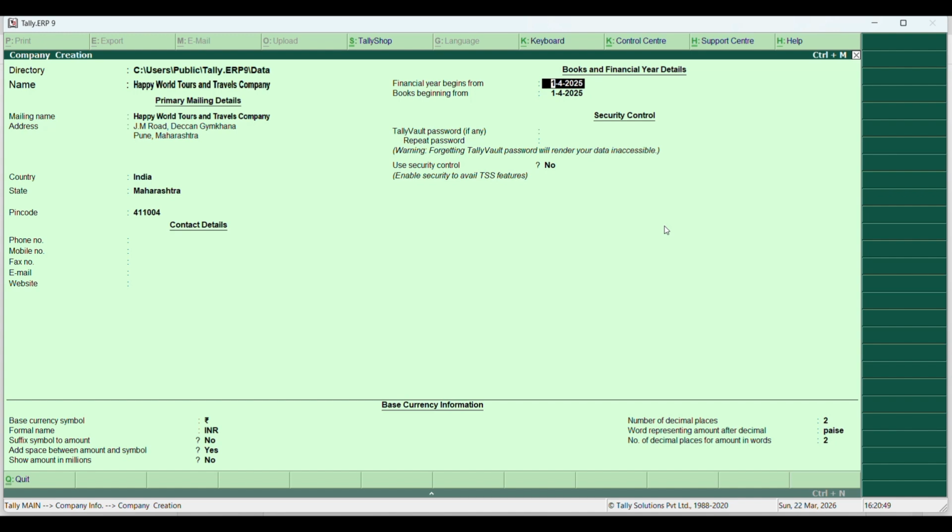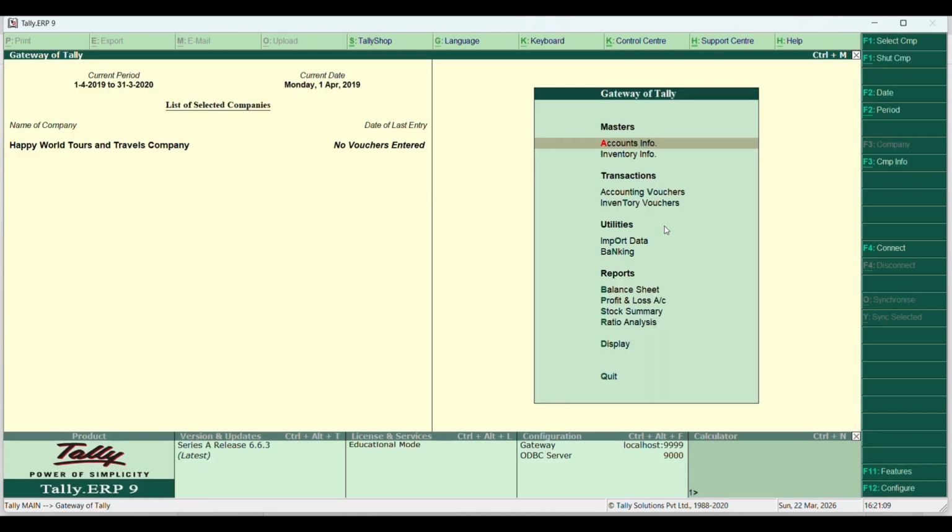Now the financial year is not given, but the transactions were carried out in the month of November 2019. So I'll give the financial year from 1st April 2019. Okay, we are not going to lock the accounts, so nothing. Rest all remains the same. So accept it. So we have created a company.